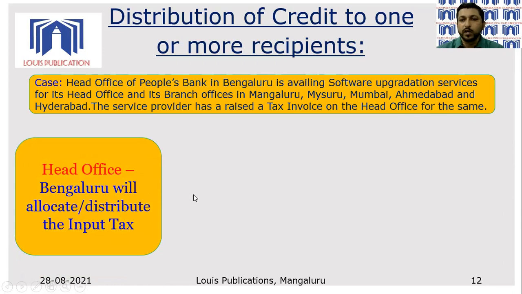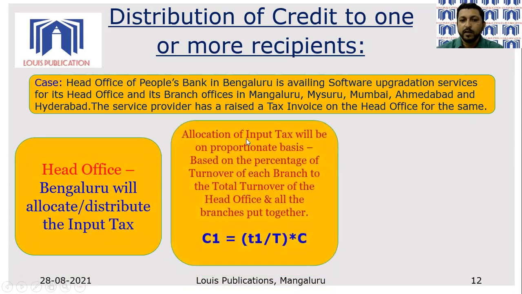What will be the basis for distribution? Basis is very simple. Input tax allocation will be on proportionate basis. What is this proportionate? Based on the percentage of turnover of each branch to the total turnover of the head office and all the branches put together. So percentage of turnover of each branch divided by the total turnover of the head office and the branch offices put together. If head office has availed service, head office turnover will also be included in this total turnover.